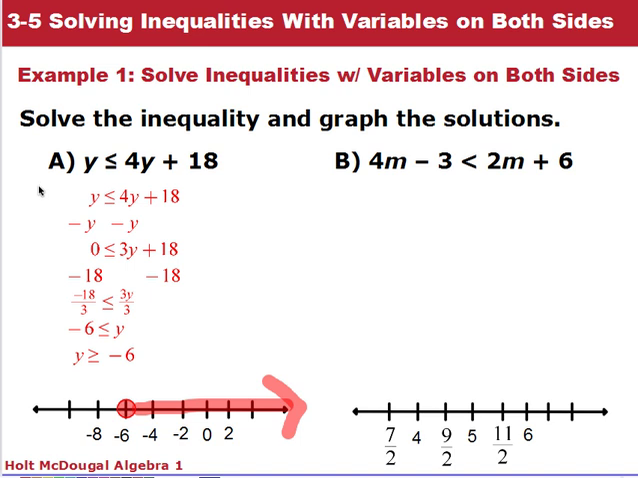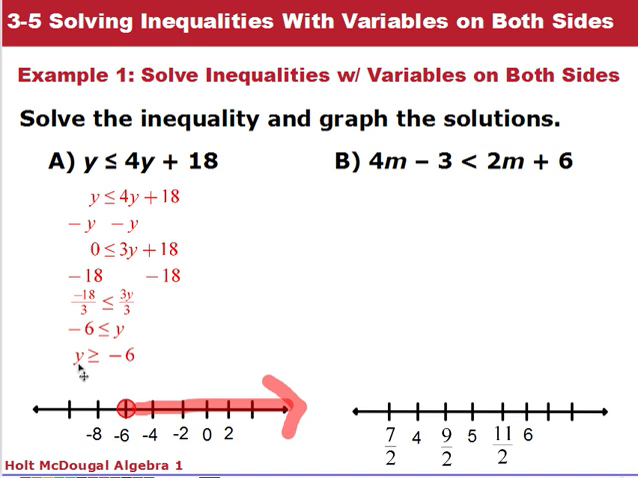So solving this, I prefer to keep my variables positive. So I subtracted y from both sides of the inequality. So on our left-hand side, we're left with 0, and the right-hand side, 3y plus 18. Subtracted 18 from both sides, leaving negative 18 on the left-hand side is less than or equal to 3y. Dividing both sides by 3, negative 6 is less than or equal to y.